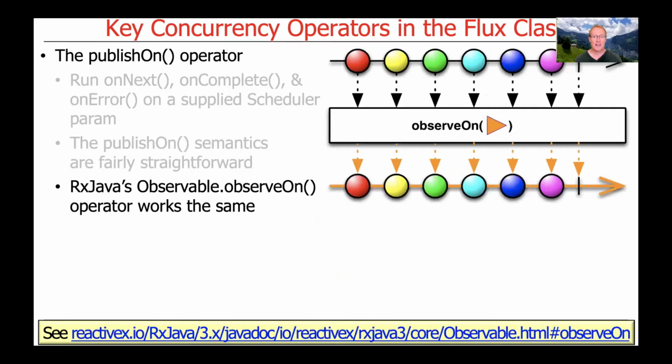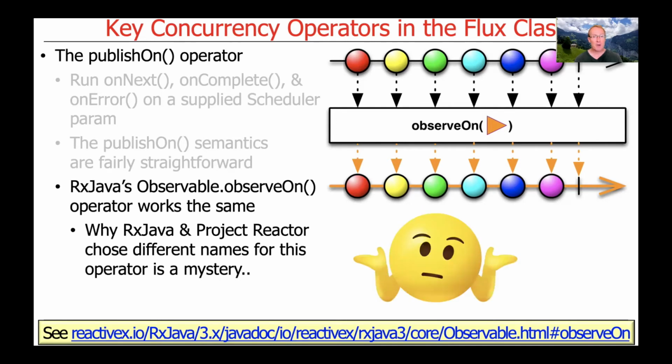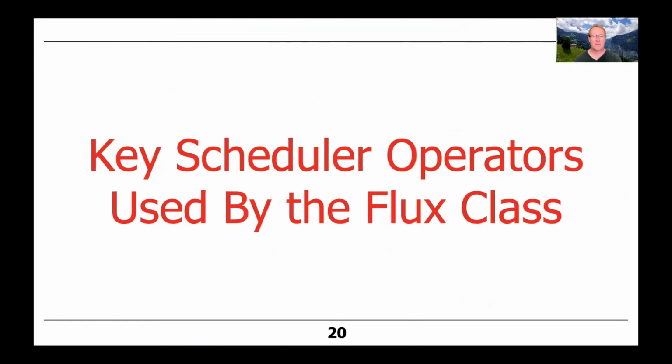showing here. Turns out that RxJava has a method called observe on that's part of its observable class that works the same way that publish on does for the Flux class. Why they came up with 2 different names for doing basically the same thing remains somewhat of a mystery to me. I guess they just like the term better, publish on, in the context of Project Reactor, which came later. So whatever. Just be aware that they mean the same thing. Observe on and publish on have basically the same semantics.